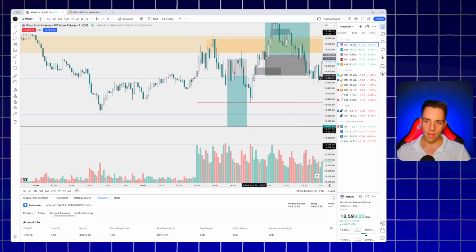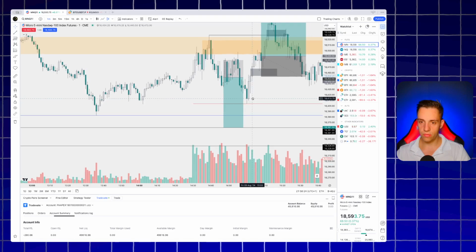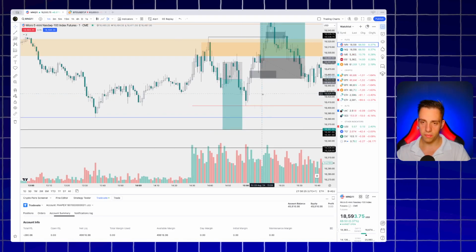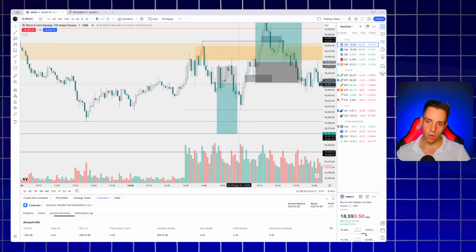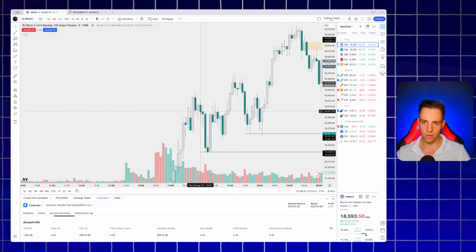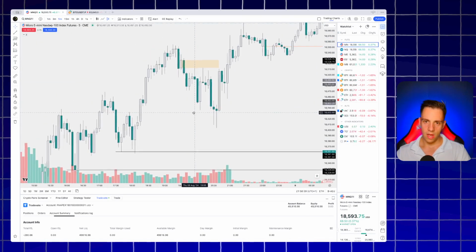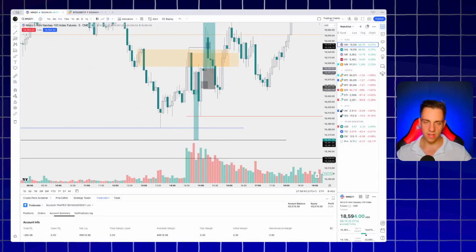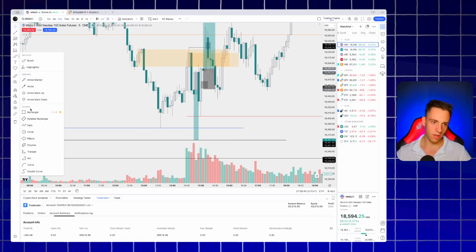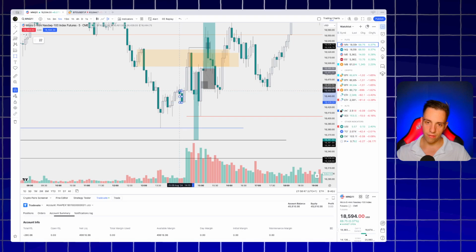So I get wicked out, and then price sort of reacts and goes a little bit in profit, and then goes back into drawdown. Now, at this point, I should not have entered this trade, if I'm being honest, because if you look at the 5 minute, I was essentially shorting a 5 minute order block, which is this one right here.